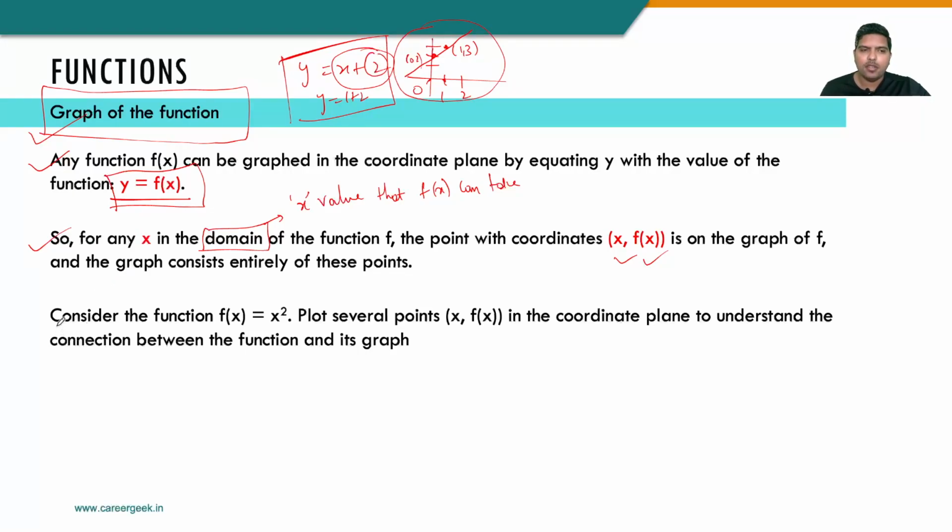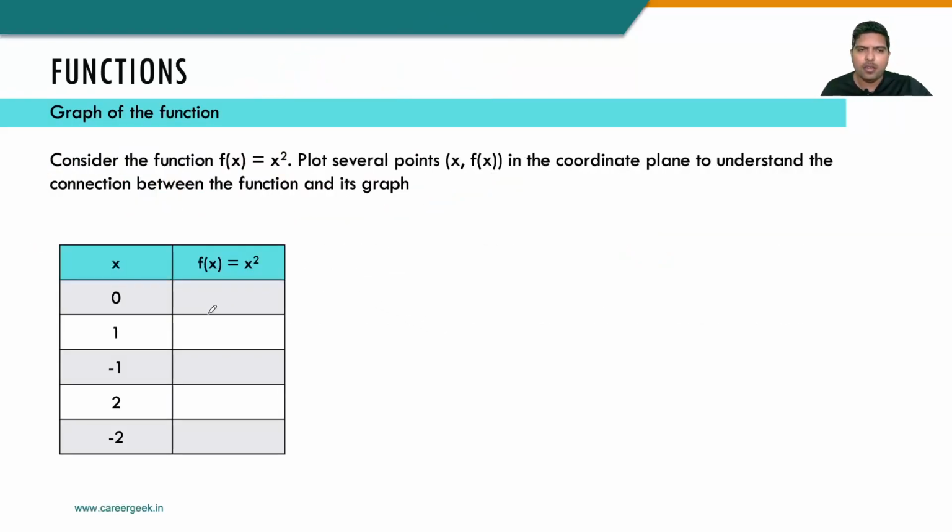And let's take an example. Consider the function f of x is x square. Okay, so y is x square, or f of x is x square, and try to draw the graph by taking several x values. Now there are some standard x values that I suggest you take. X is like 0, 1, -1, 2, -2, and so on. Especially, you can see this is a quadratic graph, right? This is not linear.